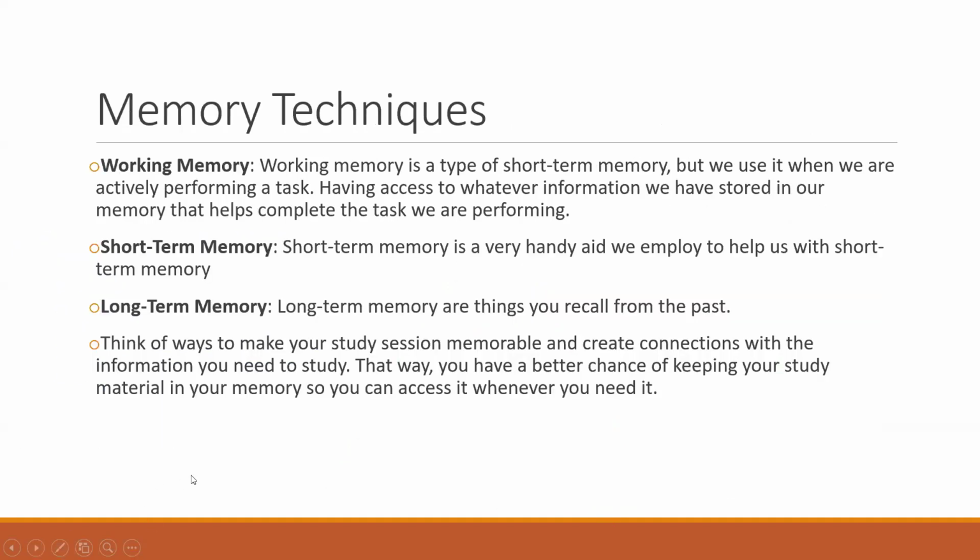And then we also discussed memory techniques, the three types of memory: working memory, short-term memory, and long-term memory. Working memory is what we use when we're actively performing a task. So when we're doing something, like when we put our keys up as we're walking in the house, we're actively doing it because we know we put the keys up by the door. It helps us know where it is, but it's something we do in the act.